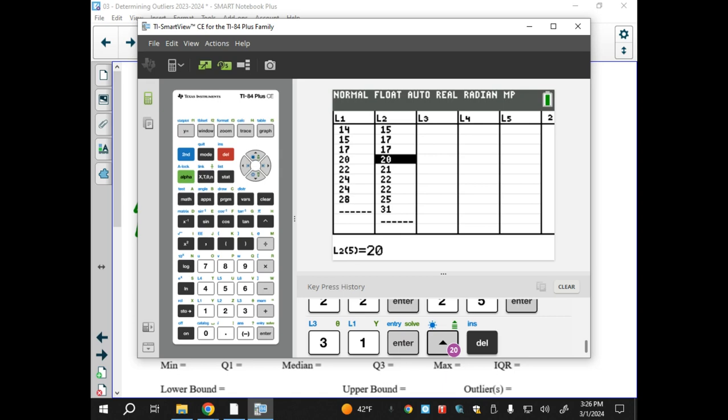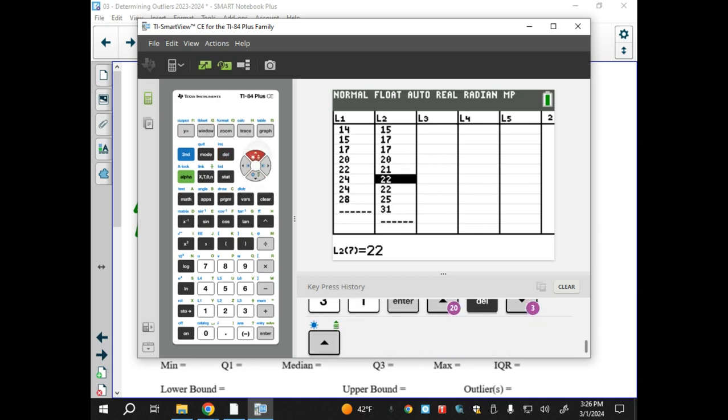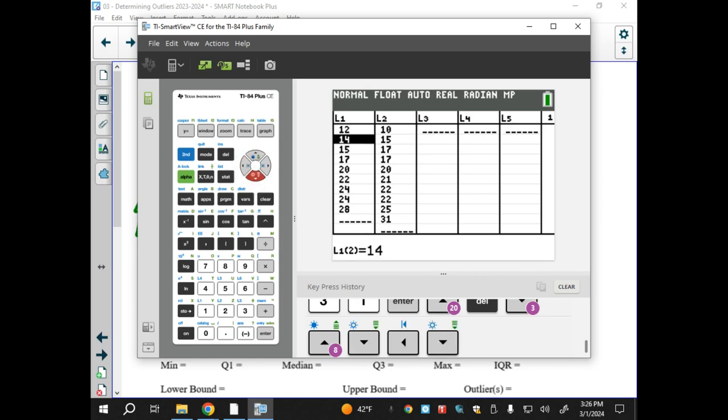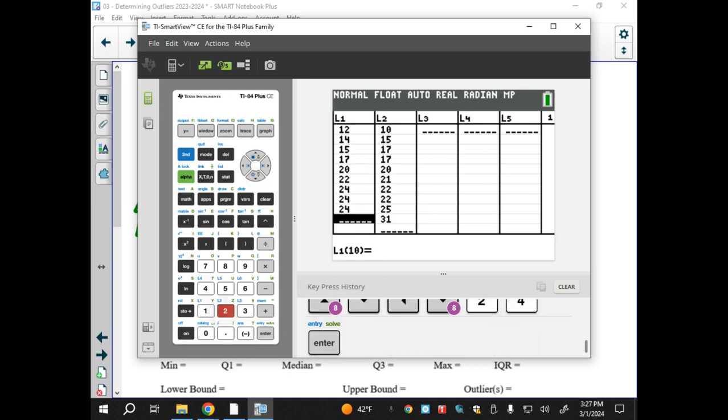Let's see, 31, 25, 22, 22, 21, 20, 17, 17, 15, 10. Nope, nothing else up there, so that must mean I'm missing a data point in list 1. So let's double check. 12, 14, 15, 17, 20, 22, 24, 24. Oh, should be another 24, so I'm going to put in the 24, and then the 28.